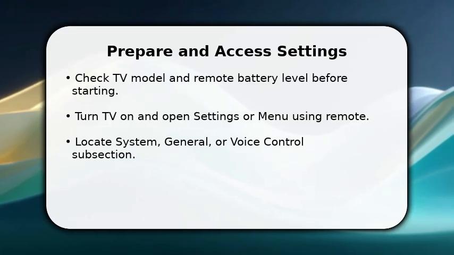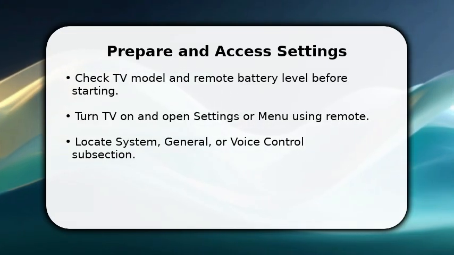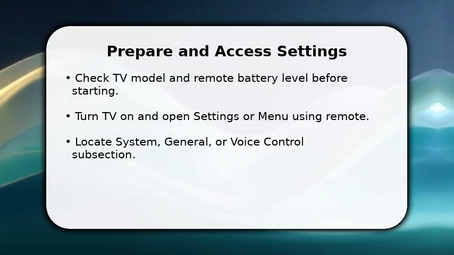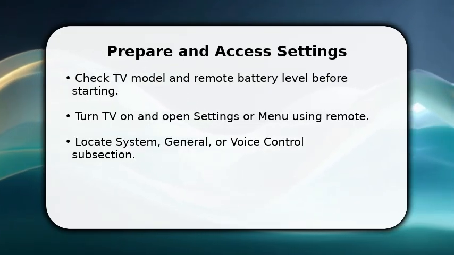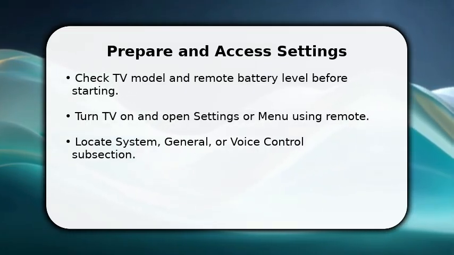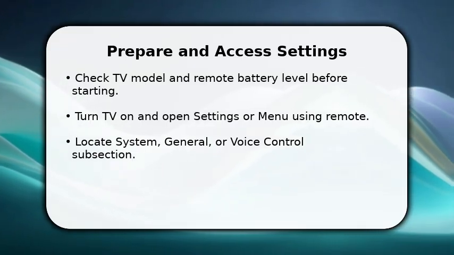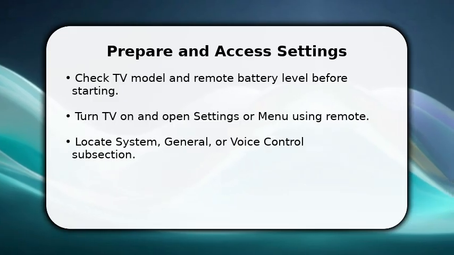Enjoy the video. You start by confirming the TV is on, the remote works, and you know the model. This speeds troubleshooting later. Use the remote to open settings or menu now and navigate to System or General. Different brands label it differently. Once in, look for voice control, hands-free, or accessibility entries. Those are where speech features live.